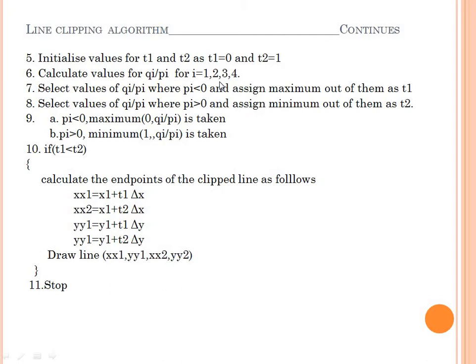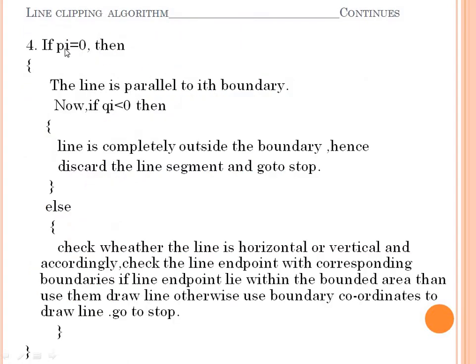Then there is a condition: if p_i is equal to 0, the line is parallel to the window. If q_i is less than 0, the line is completely outside the window. There are two conditions. You know that if p_i is equal to 0, then the line is parallel to the window. If q_i is less than 0, the line is outside the boundary, then discard the line segment.